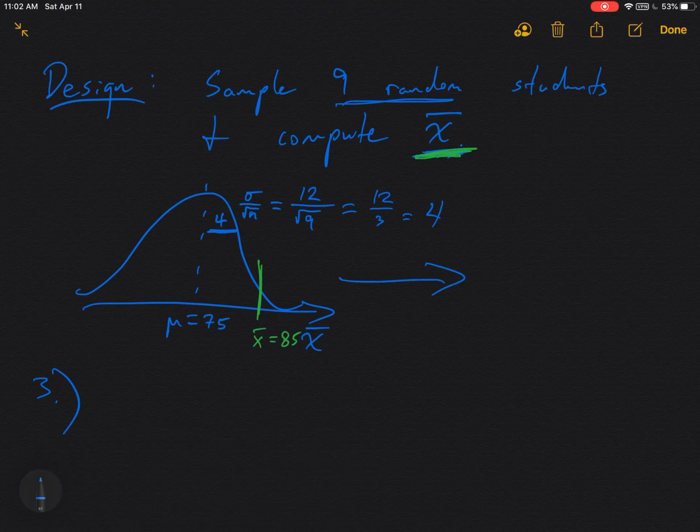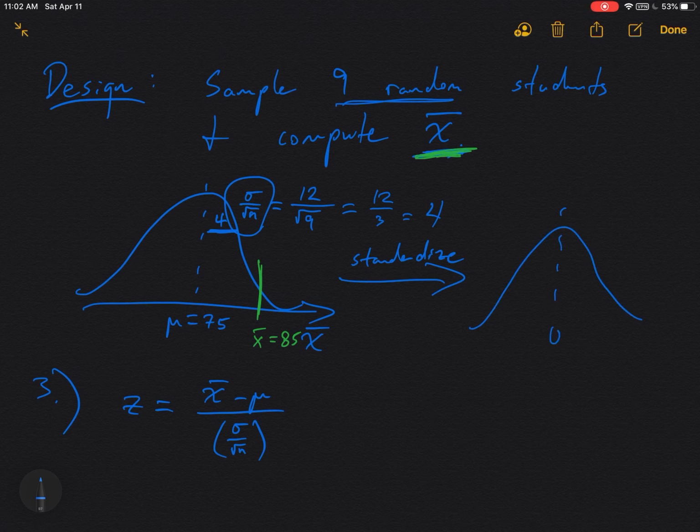So first, in step 3, we want to take this picture and standardize. Remember, whenever you standardize, you're looking at formulas like this. You take your X-bar value, you subtract the mean in order to center this at 0, and then you divide by the standard deviation of the picture that you're looking at. In this case, that would be sigma over the square root of n, because that's the standard deviation in this picture. So whenever we standardize, we'll get a similar picture. This time we've recentered at 0. So this is just the standard normal distribution.